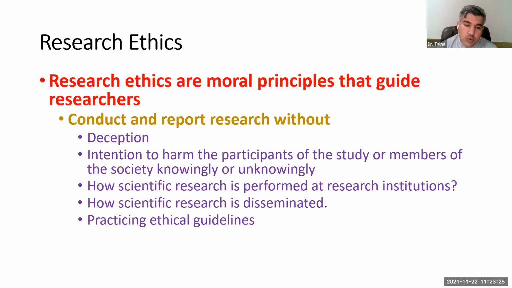What it tells us is to avoid something that's not good for research, for example, deception. And then the intention to harm the participants of the study or members of the society, knowingly or unknowingly. So research should not become a source of harm to the society. How scientific research is performed at research institutions.